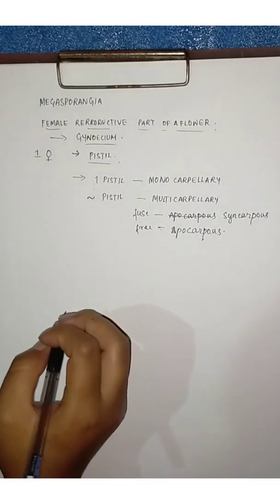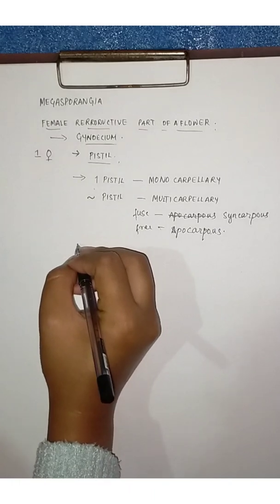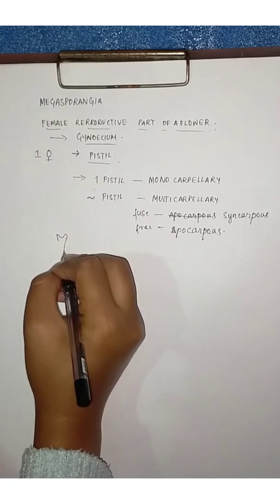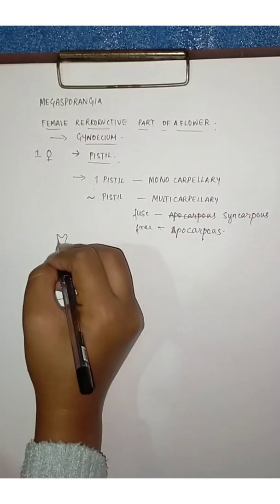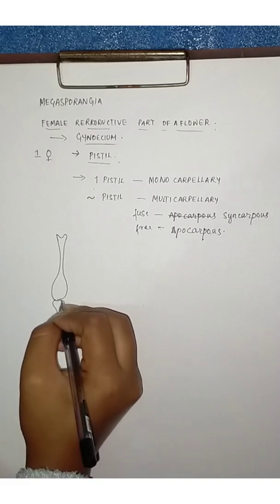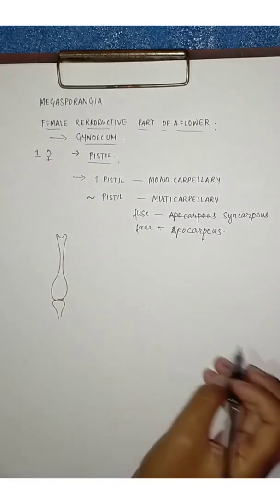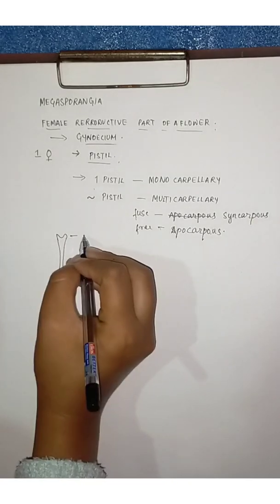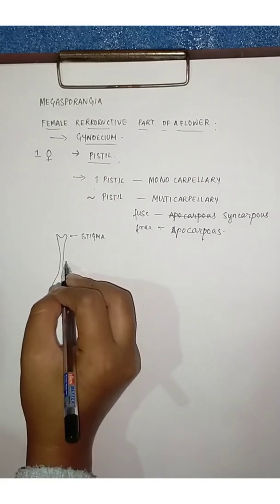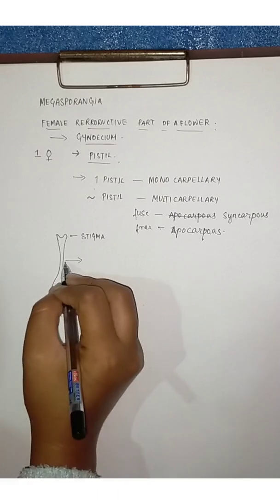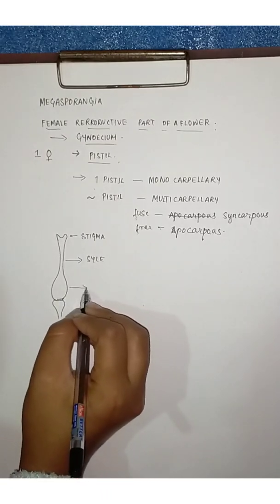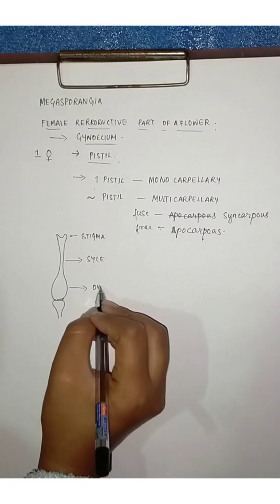So the structure of the female reproductive part of a flower, let us draw it first. The female reproductive part of a flower is composed of a stigma, and then it is made of a long thread, which is the style, and an oval, which is the ovary.